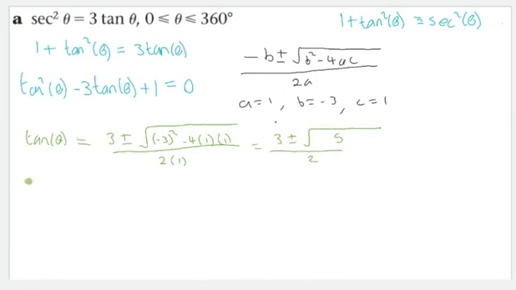So we get that tan theta equals 3 plus the square root of 5 over 2, or tan theta equals 3 minus the square root of 5 over 2.